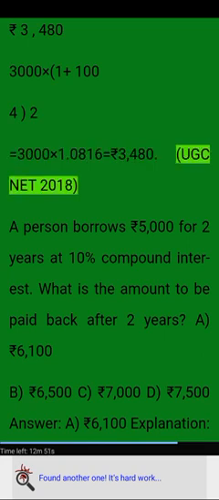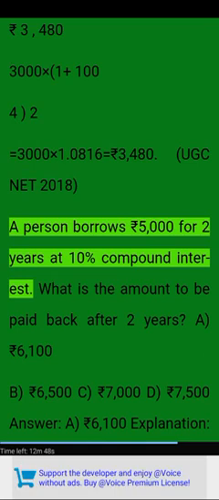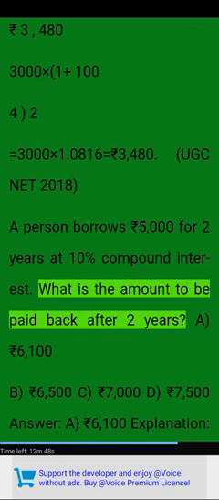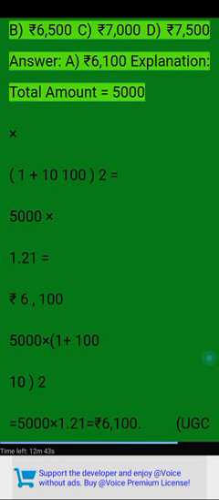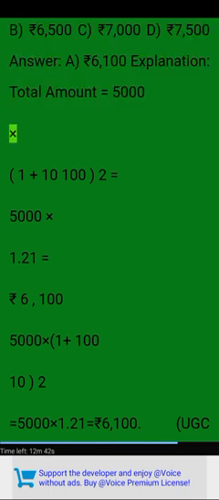UGC NET 2018. A person borrows 5,000 rupees for 2 years at 10% compound interest. What is the amount to be paid back after 2 years? A. 6,100 rupees. B. 6,500 rupees. C. 7,000 rupees. D. 7,500 rupees. Answer: A, 6,100 rupees. Explanation: total amount equals 5,000 times (1 plus 10 over 100) squared equals 5,000 times 1.21 equals 6,100 rupees.